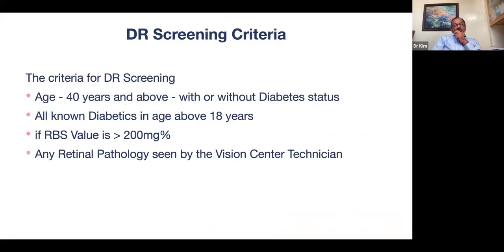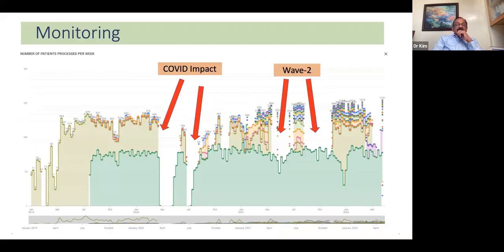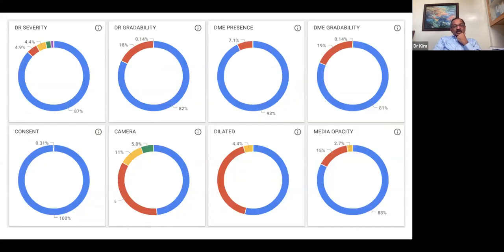We had a strong monitoring system in place where we actually assess every single image that is sent up to ORDA. On a weekly basis, this is seen. As you can see, the gap where no cases were seen was because of the COVID impact in the first wave. In the second wave, we did not do it in the vision centers, but the diabetic clinics continued to screen patients for diabetic retinopathy, and that's the one in the green that you see.